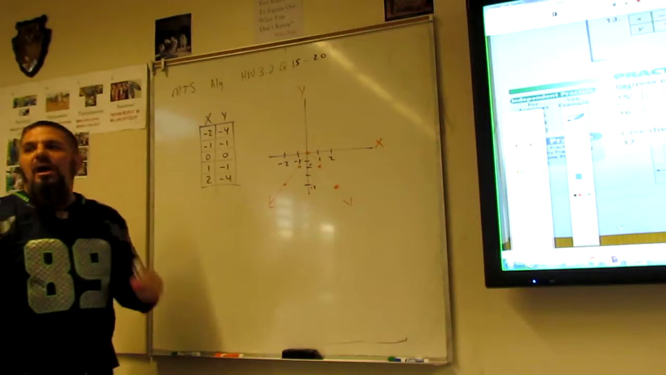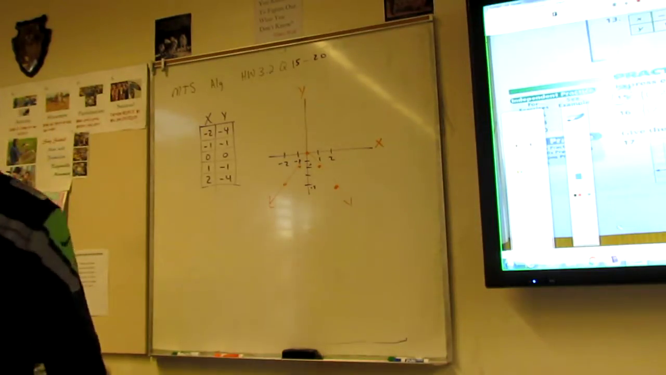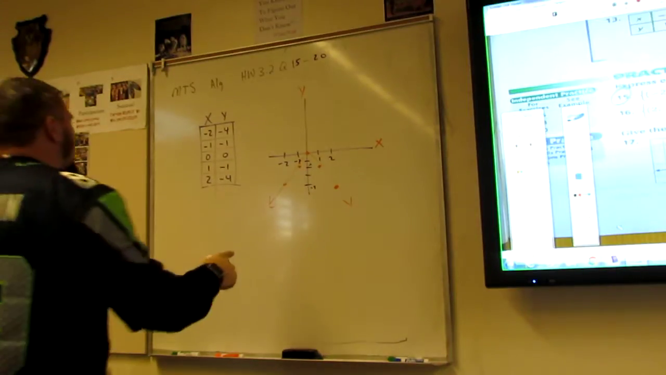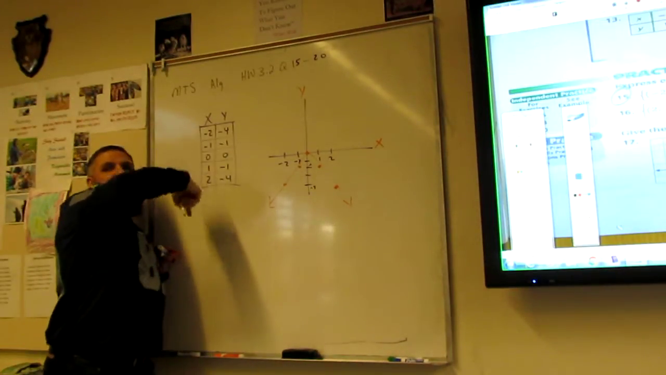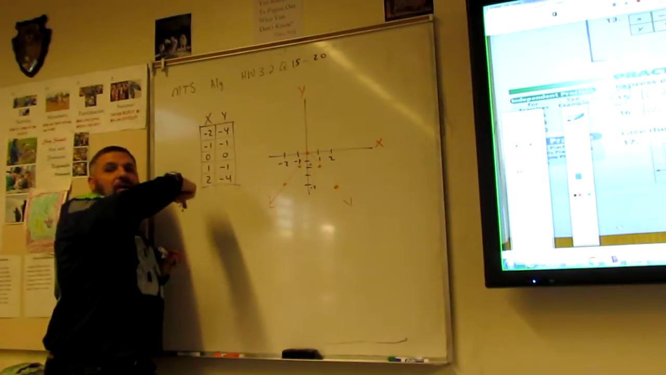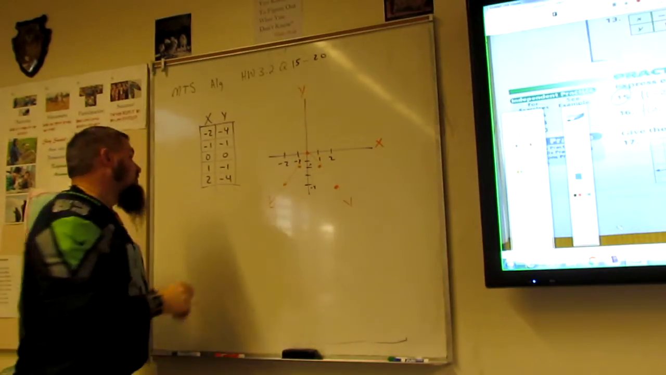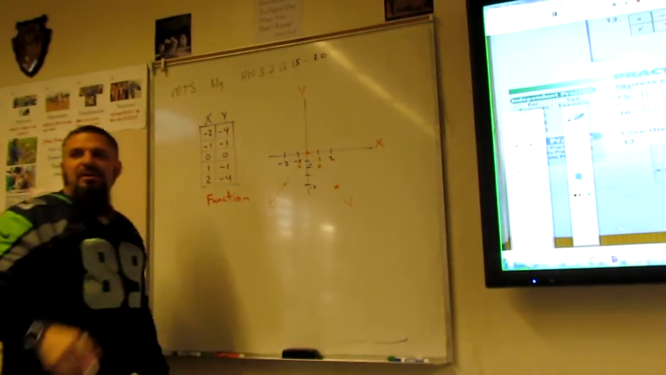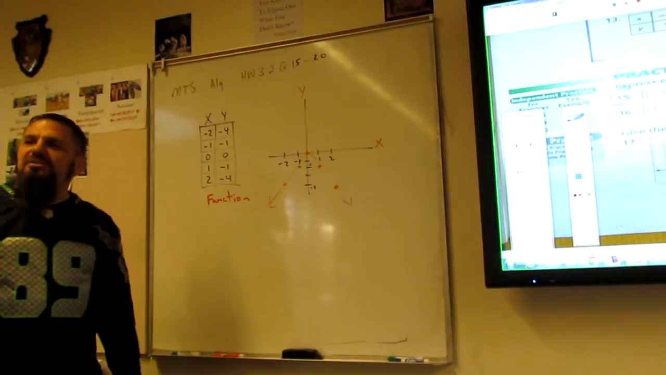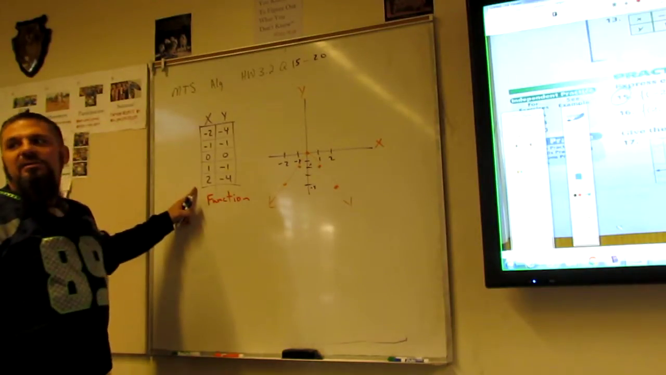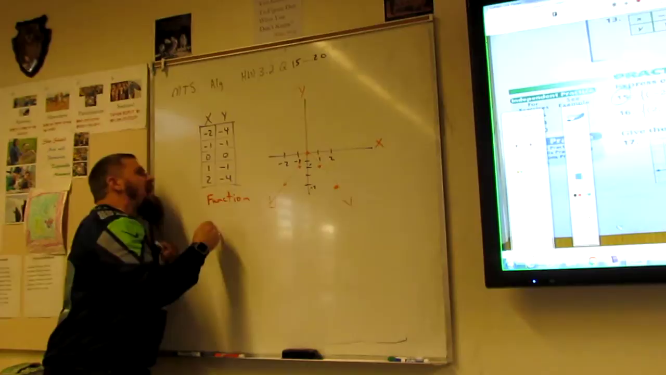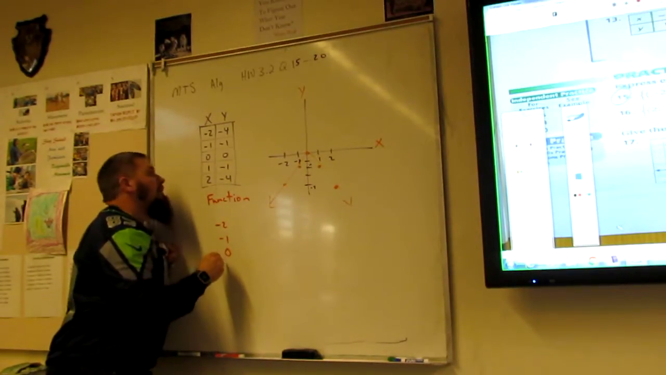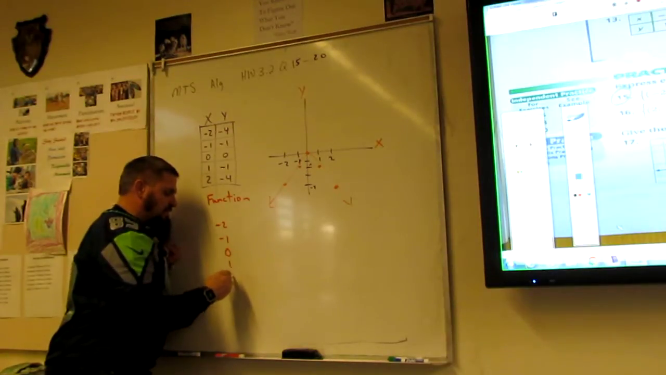To map, I only need the numbers one time. I don't need to write the numbers more than once. So, do any of the X's come up more than once? No. That means it's a function. You aren't asked this now. I'm going to teach you that probably tomorrow. But that means it's a function, because the X's don't come up twice. So I'm going to map it by going negative 2, negative 1, 0, 1 and 2.